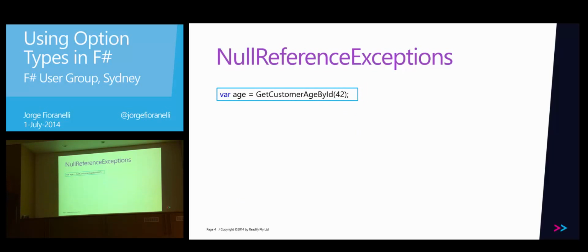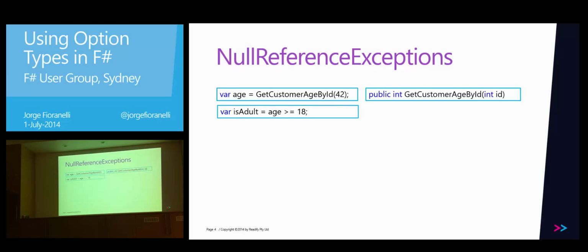Now, let's think we need to get the age in this case, and not the customer. So the age straight from that method. If we check the signature, now we get an integer. Could we get a null there? Not really. So I could go and use that age without any problems, and I could use any property or method that that age has, because I know it's never going to be a null object.